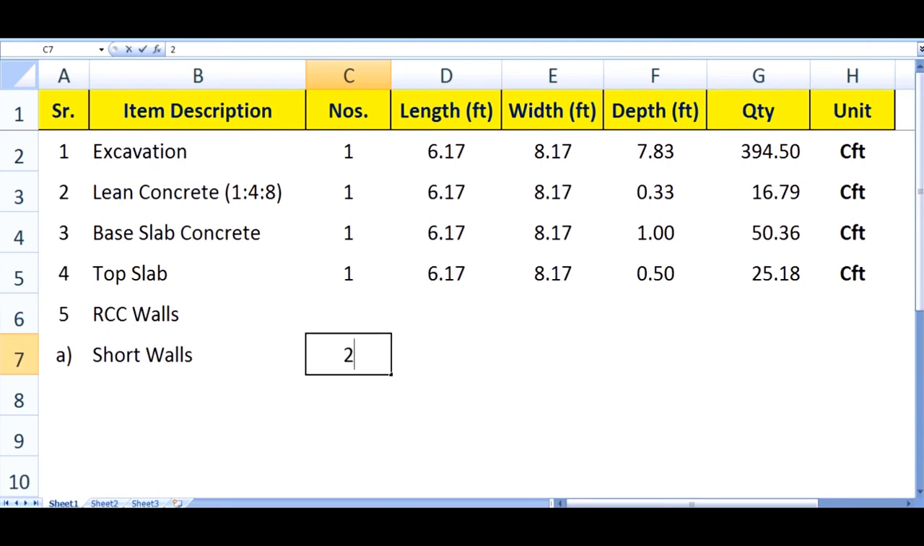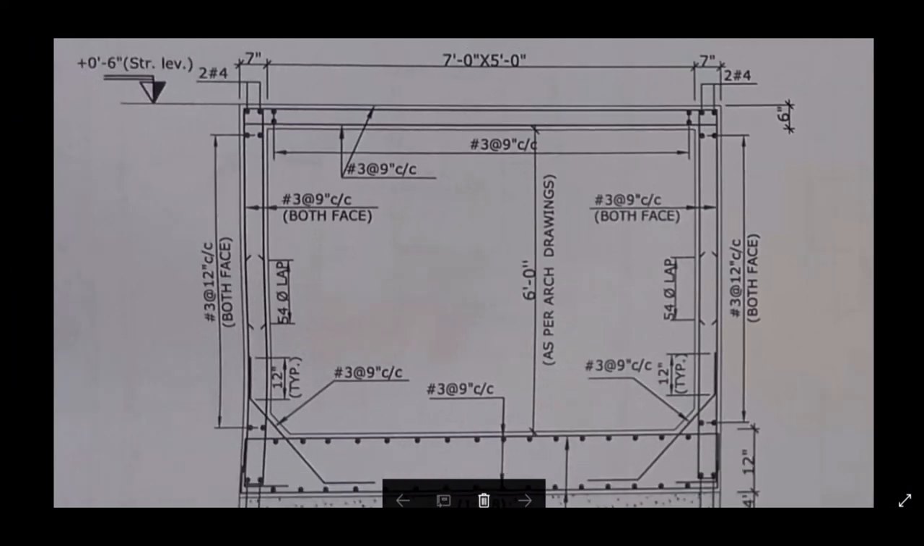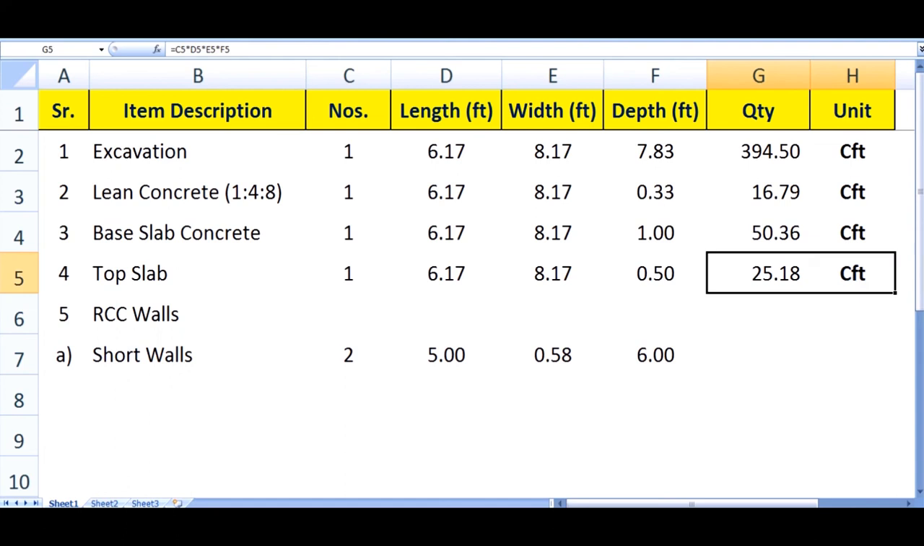So we write here 2. There are two short walls and the length is 5 feet. Here you can see the thickness of walls is 7 inches and the depth of the wall is 6 feet. You can see the height is mentioned in the middle of the diagram. So for width or thickness, we write here 7 inches by 12 to convert it into feet, and for depth we write here 6. Multiply these quantities. The short wall quantity is 35 CFT.